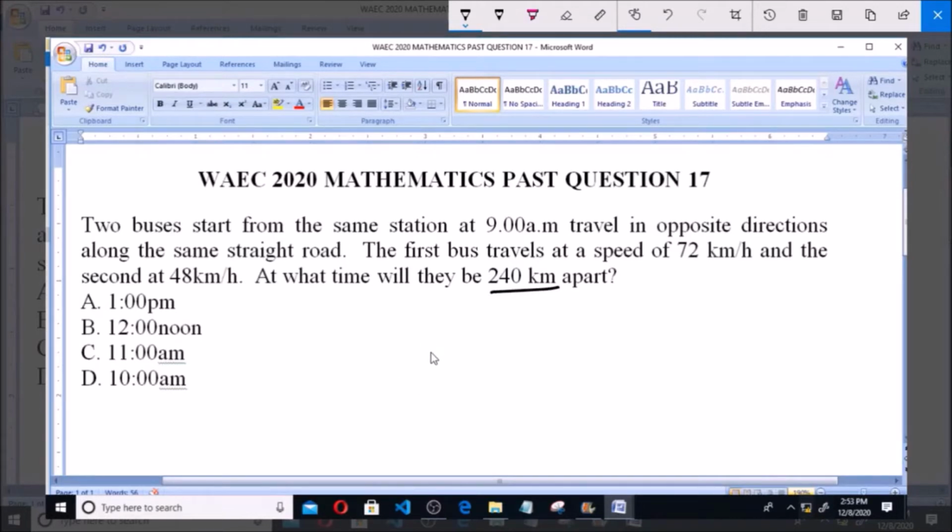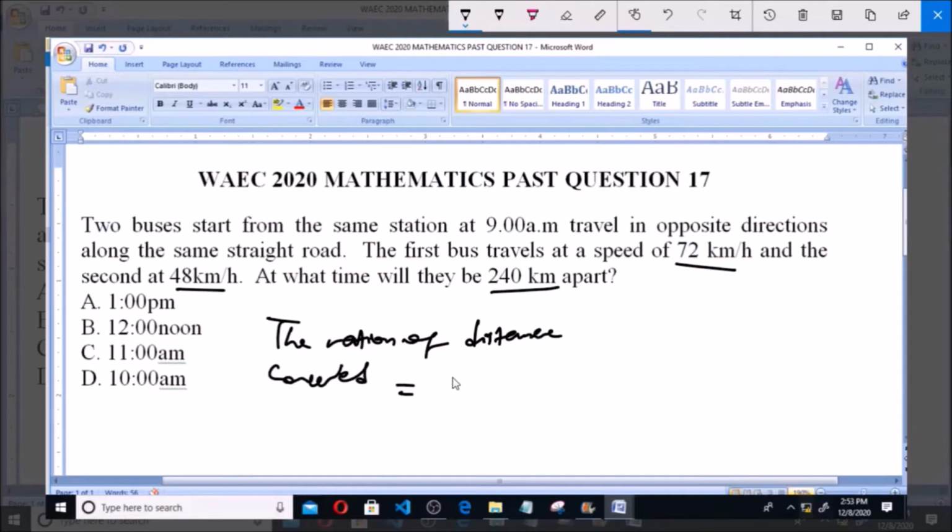Now, it was noted that the first bus travels at a speed of 72 km per hour and the second bus at 48 km per hour. So we can see that the ratio of the distance covered by these two buses, since they have different speeds, is equal to 72 all over 48, and that is equal to 3 over 2, that is 3:2.